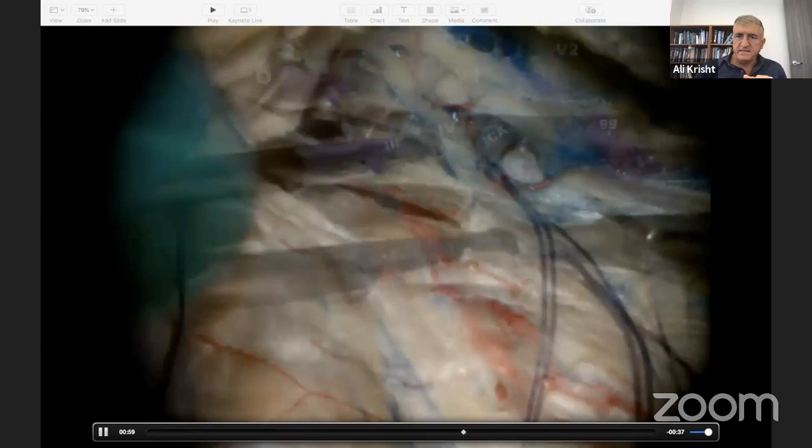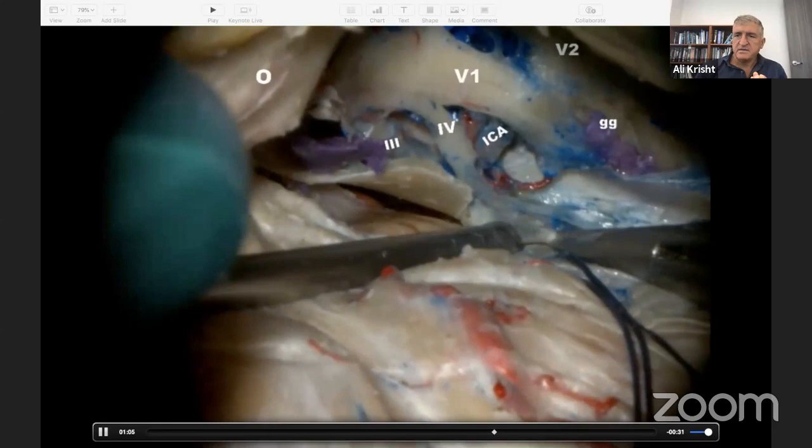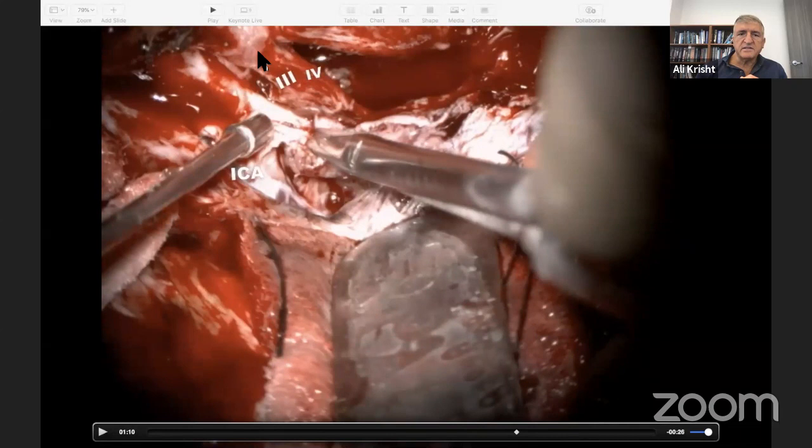So again, this is all anatomic dissection, application of your knowledge of the anatomy. You see here, this is the third nerve. This is the third nerve. So you can see how distorted the third nerve is. You would think that the third nerve is going this way. And if you do not see the normal third nerve at the superior orbital fissure, and the normal third nerve intradurally down here, then you're going to injure it. And this is how a lot of previous surgeries were wrongly done.